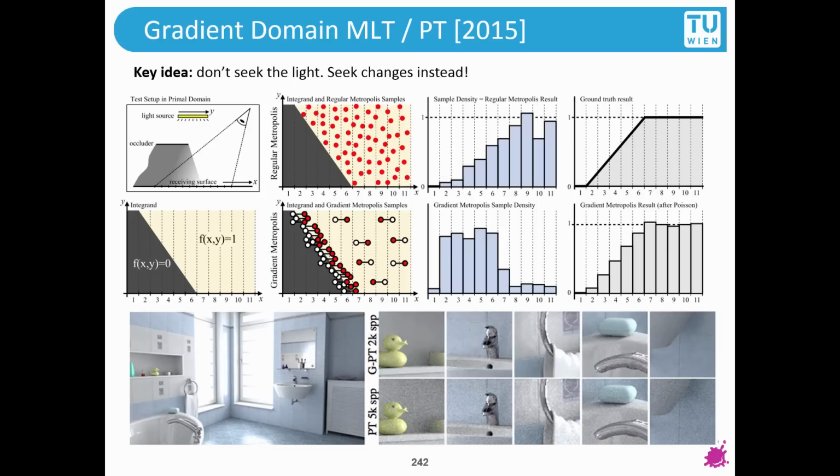Now, let's note that because of the Poisson reconstruction step, the 5K SPP is compared to the 2K SPP. This is probably because it is more expensive to draw samples with this gradient domain path tracing. But you can see that this smart algorithm is really worth the additional time.